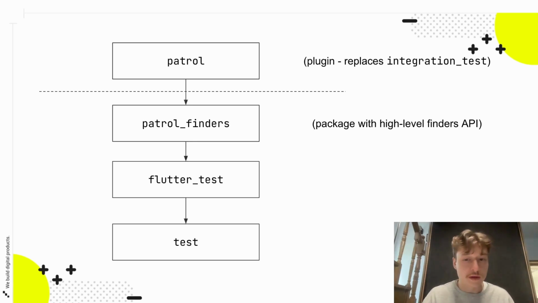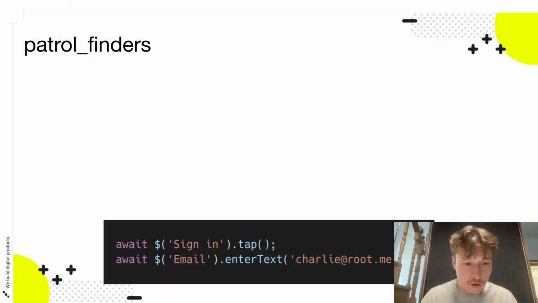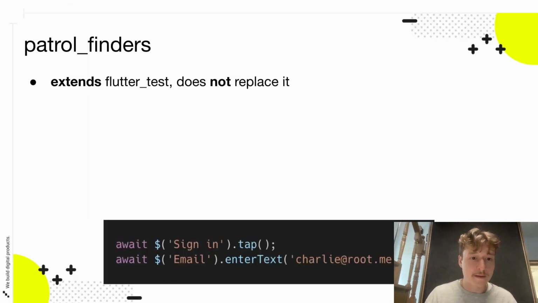So you can use it if you have Flutter Web or any other stuff. And Patrol if you want to have this native sauce. Pretty standard, adding the package to the pubspec file. So Patrol Finders for the dollar, as you will see in a moment, and Patrol for native automations. So what's Patrol Finders, right?